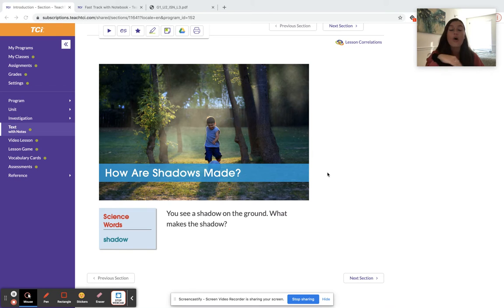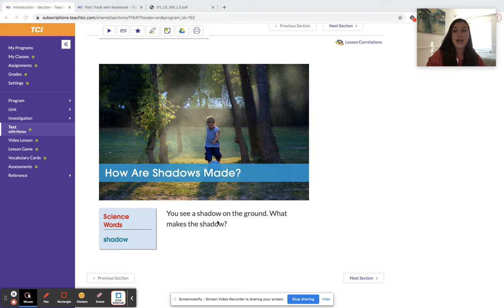And in this lesson, we're going to be learning all about how shadows are made. So we want to have in mind every day, how are shadows made and how am I connecting it with the lesson? Okay? So before we do anything, make sure you grab your science notebook and, of course, a pencil to write with. This is going to be the introduction lesson, so it's going to be very, very short.